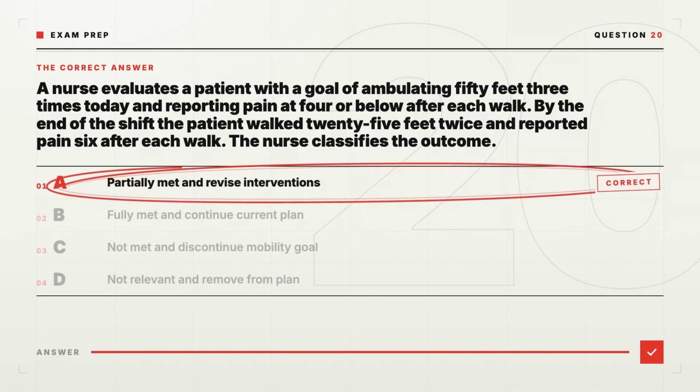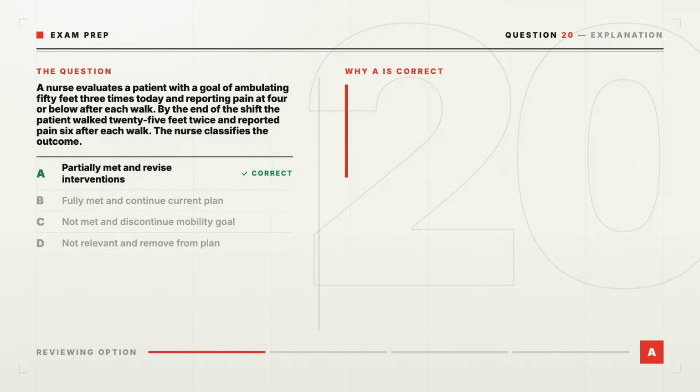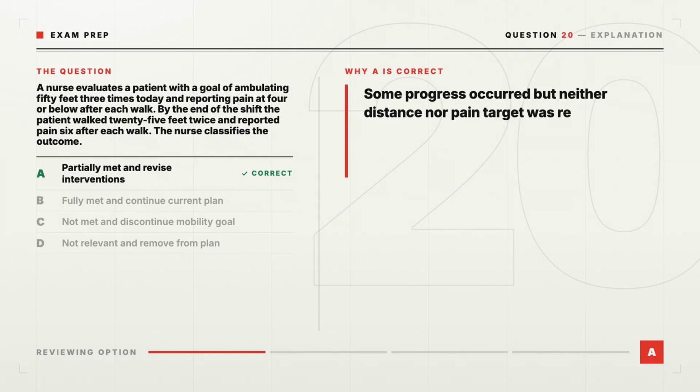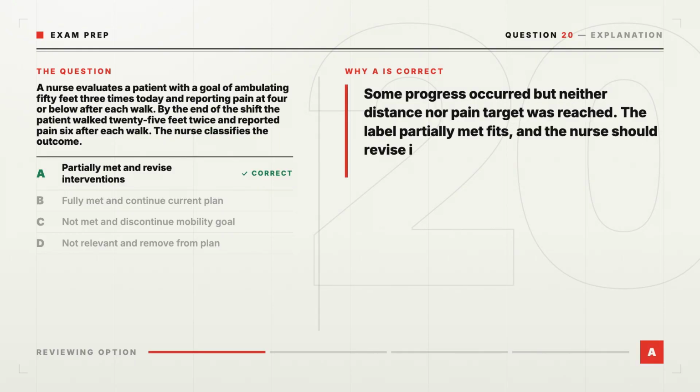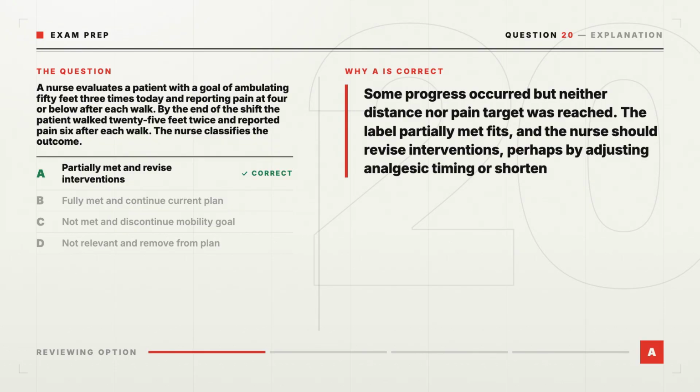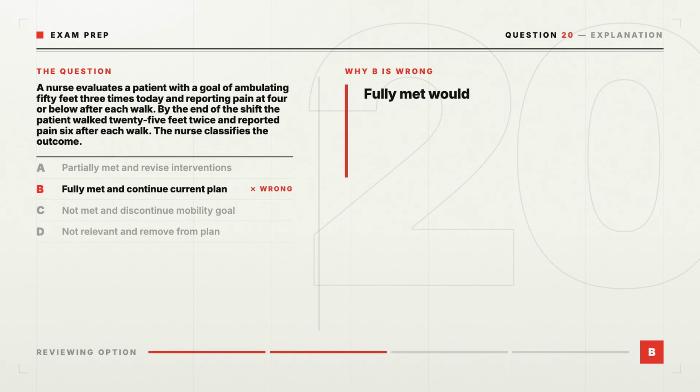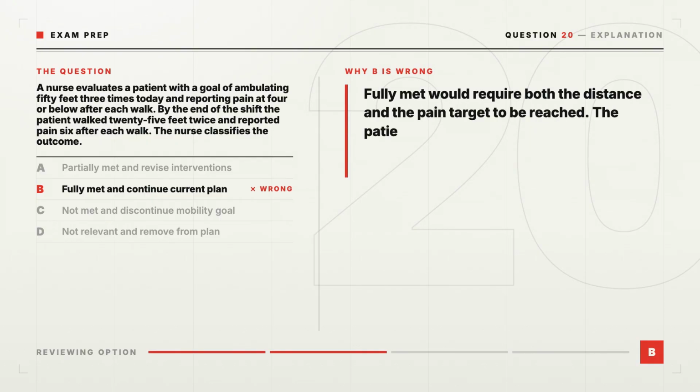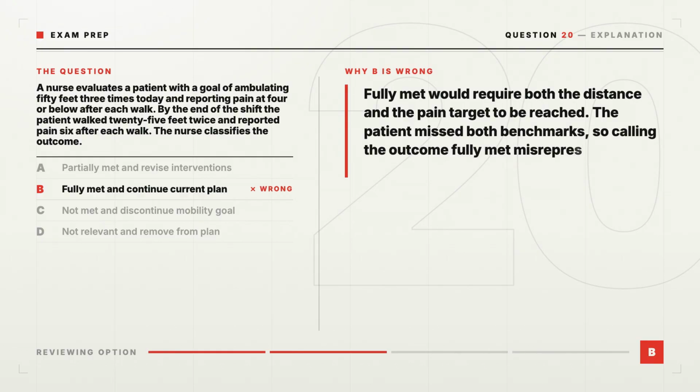The correct answer is A. Partially met and revise interventions. A is correct because some progress occurred, but neither distance nor pain target was reached. The label partially met fits, and the nurse should revise interventions, perhaps by adjusting analgesic timing or shortening walking distance per attempt. B is wrong because fully met would require both the distance and the pain target to be reached. The patient missed both benchmarks. So calling the outcome fully met misrepresents the data and risks inadequate plan revision.